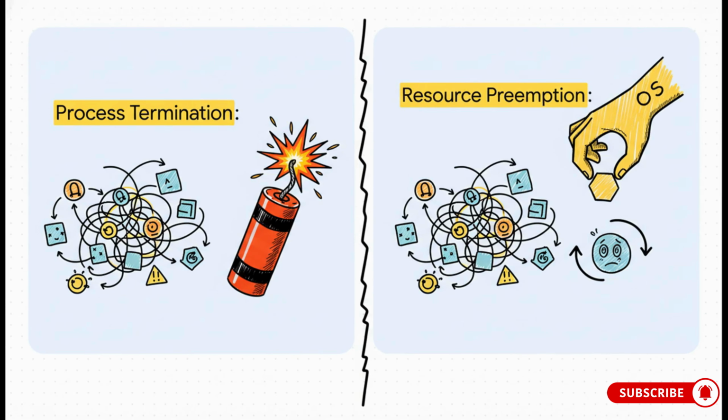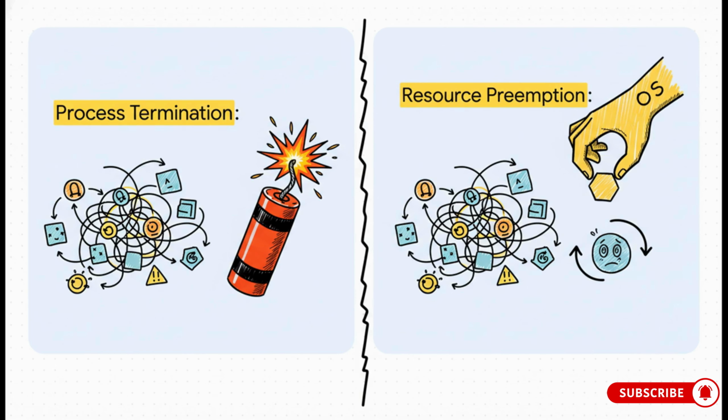Once you've detected a deadlock, you have to break it, and the options for recovery are, well, pretty brutal. There are two main approaches. The first is process termination. This is the simplest. You can either use the sledgehammer approach and just abort all the processes involved in the deadlock, or you can try to be more surgical and kill them off one by one until the deadlock cycle is broken. The other option is resource preemption. This is where the OS forcibly takes a resource away from one process, we call it the victim, and gives it to another to break the cycle.